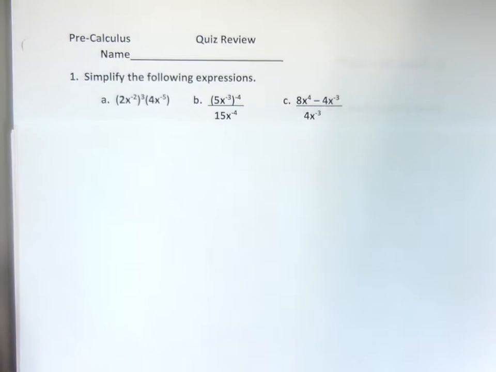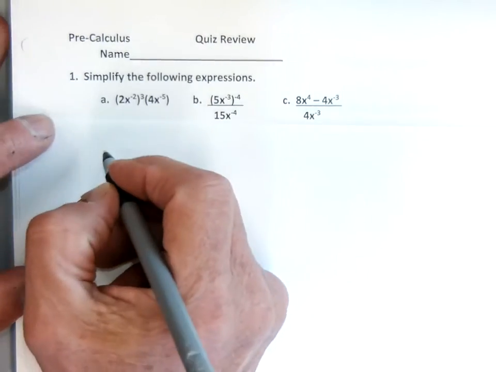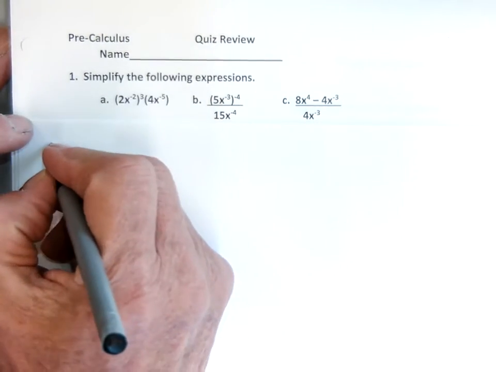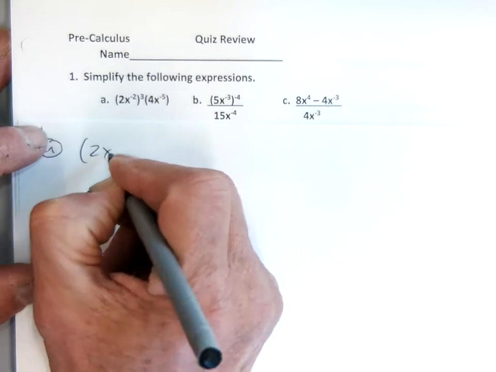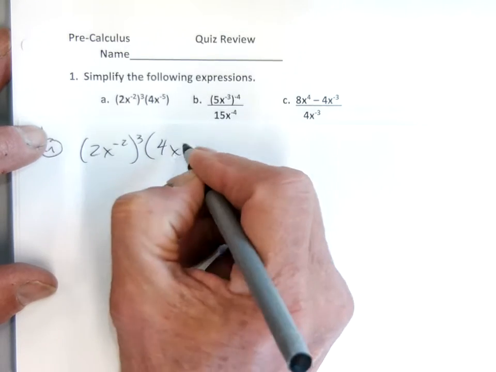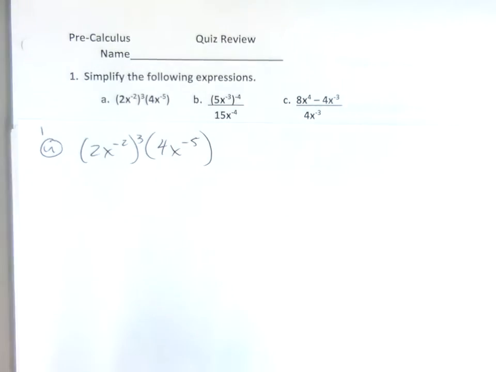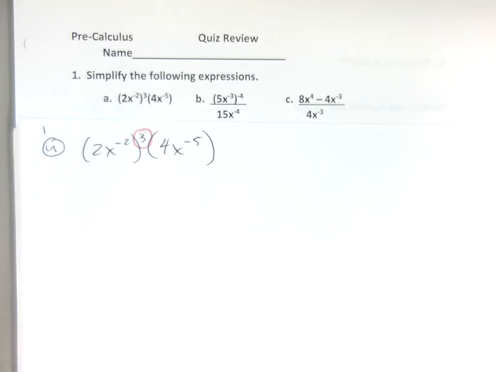Okay, so tomorrow we're going to take our Chapter 5 test, and let's take a look at these. So number 1A, I've got a 2x to the negative 2 cubed times a 4x to the negative 5. Okay, so what are my strategies when I do this one? Well, there are a lot of different ways to do it, but I'm thinking to take care of this exponent first. Take care of the cube first.